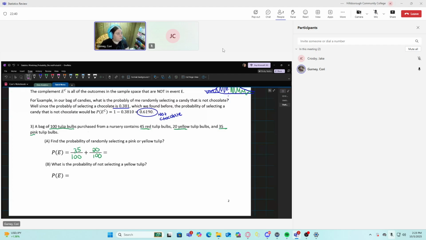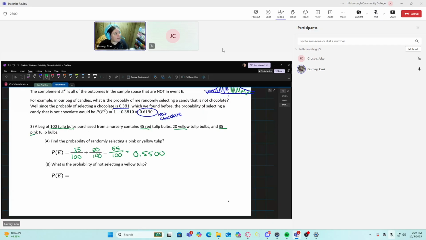And then we just add them together. So this would be 55 out of 100, and again, we just divide it out. Typically, like I said, I'm going to keep it as 4 decimal places. So I'm just going to add on some zeros.